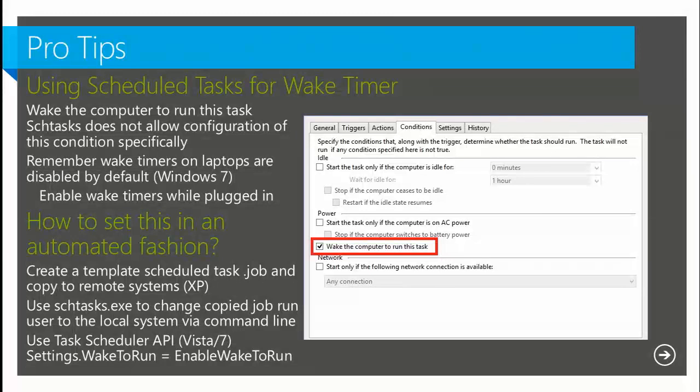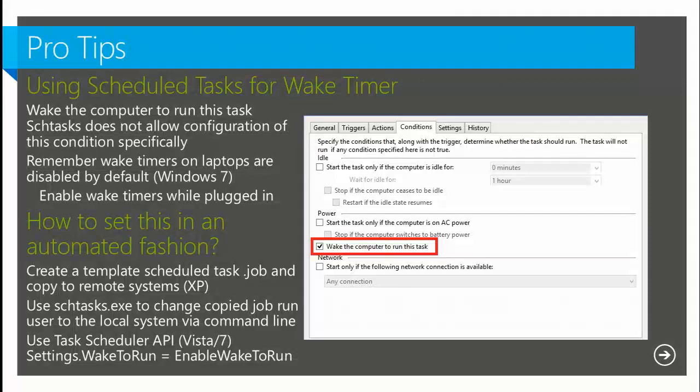So we talked about using a maintenance task for waking systems up for maintenance. You can also use a scheduled task to create a wake timer. That's that wake the computer to run this task checkbox. So if you have a laptop and you have it configured to enable with Windows 7, that's the way you have to configure it as well.